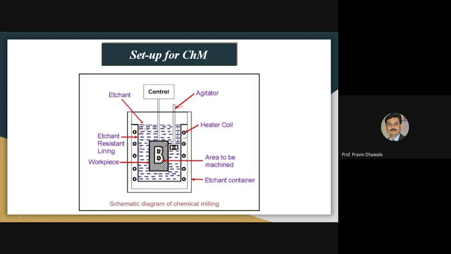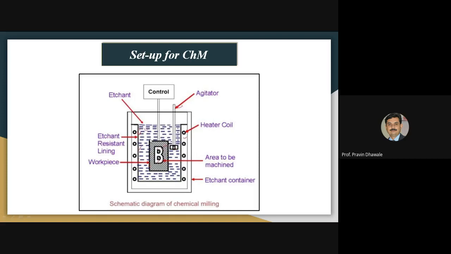After that we can remove this workpiece from this etchant container, then remove this maskant and clean the workpiece so that we are getting the material engraved in the shape of letter B on this workpiece.